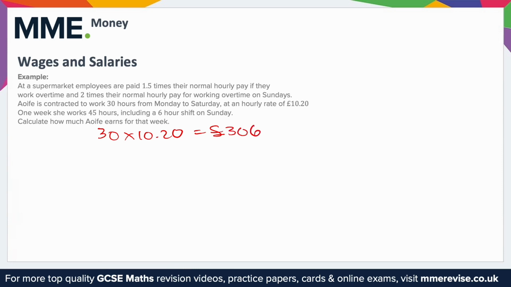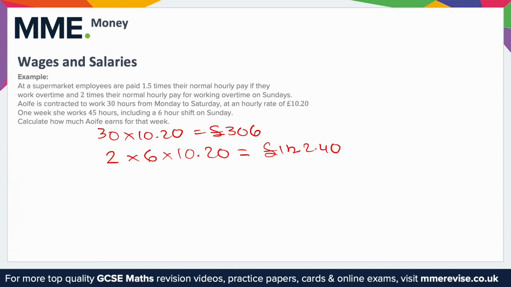£306. Then we need to figure out how much she gets paid for her Sunday shift, but remember, she gets paid double for overtime on a Sunday. So we're going to do 2 times 6, because that's the number of hours, times her normal pay, and that gives you £122.40. Finally, calculate how much she gets paid for her remaining overtime.